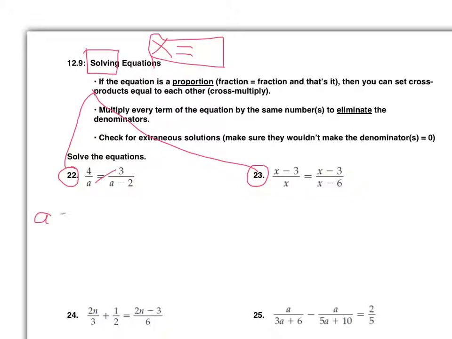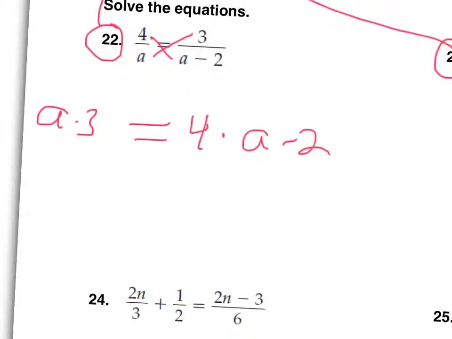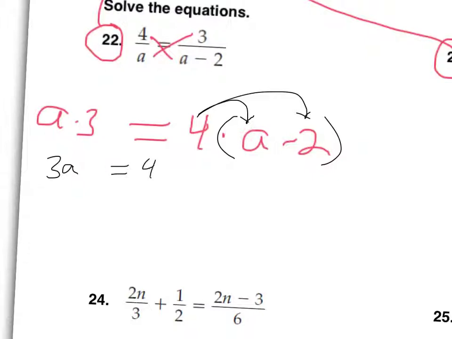I can do a times 3 on one side, and I can do 4 times a minus 2 on the other side. Now, if you wrote it just how I did there, that's not quite right, because with 4 times a minus 2, I don't want to just multiply the a, I want to multiply both of them. I need to distribute. So we put it in parentheses anytime you're multiplying by 2 or 3 things. On the left side, I'm going to have 3a. On the right side, I'm going to have 4a minus 8.